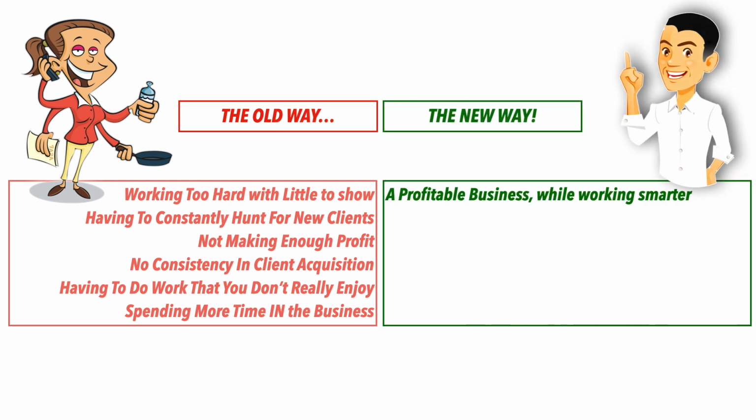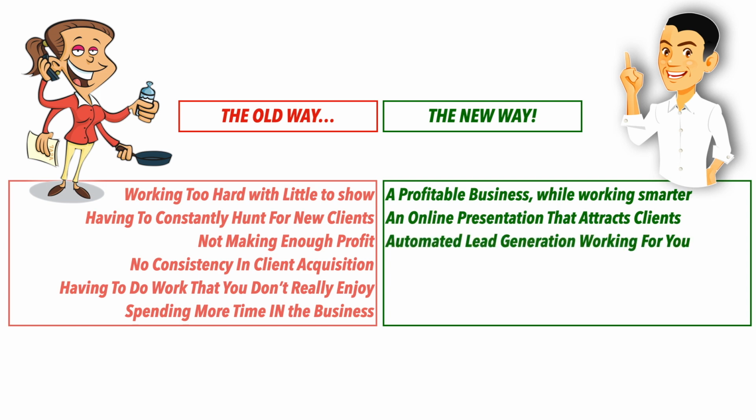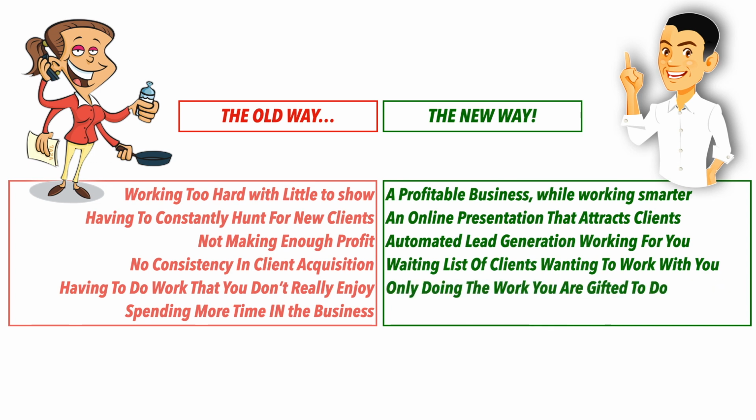Whereas the new way now is having a profitable business while you're working smarter, having an online presentation that attracts clients for you so that you don't need to be speaking to people face to face. Automated lead generation that just works for you so that you don't have to. Have a waiting list of clients wanting to work with you. And you only having to do the work that you are gifted to do. And ultimately having a profitable business that produces dividends.